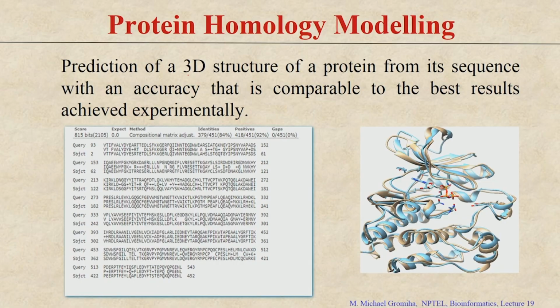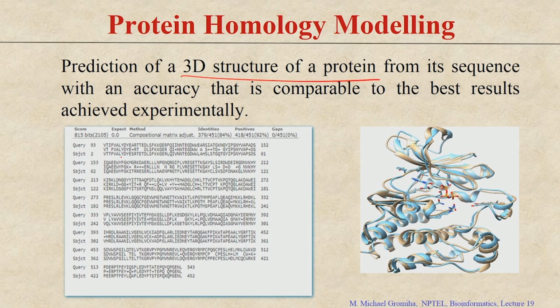What is the principle used in homology modeling? Similar. Right? You predict the 3D structure of your protein from the sequence with an accuracy which is comparable to the experimental data if the identity between these proteins is high.